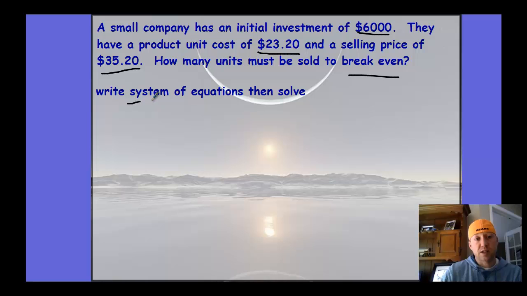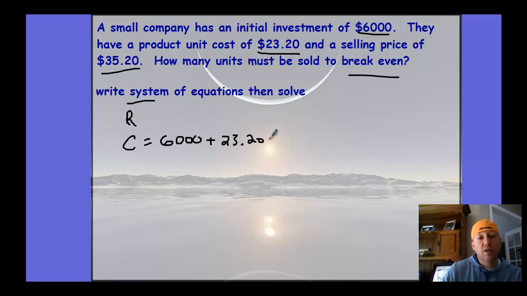So we have two equations. It's a system, so you have at least two equations. For these problems, a lot of times there's two equations. There's a revenue equation, which is how much you're bringing in, and there's a cost, how much you're spending. So the cost is $6,000 plus $23.20 for every item, we'll call it X, that you're going to be buying. The revenue, we get money for selling, is $35.20 for those same things. And this is assuming that we're selling everything we're buying.